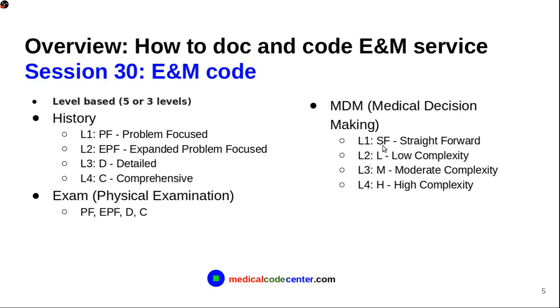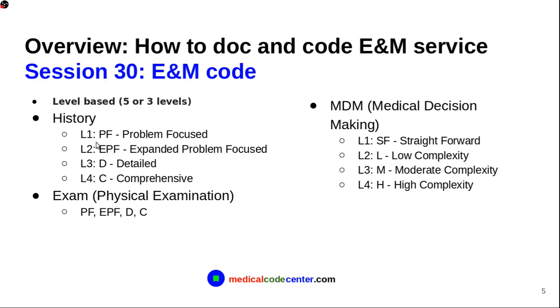The first level is called SF, straightforward, and the second level is low complexity. Then the third level is M for moderate complexity, and H for high complexity. So you don't have to remember. I mean, you can get familiar with all the terminologies.